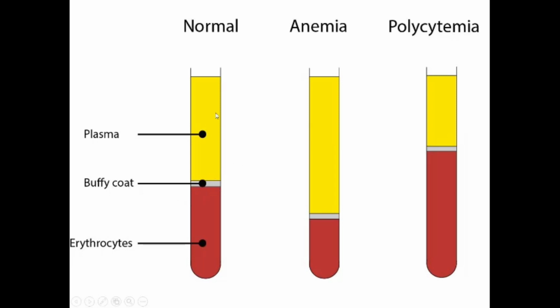After centrifuging the normal blood, you can compare it with the anemia or polycythemia. In the anemia, you can see the volume of hematocrit decreased. In the polycythemia, you can see the volume of hematocrit increased.